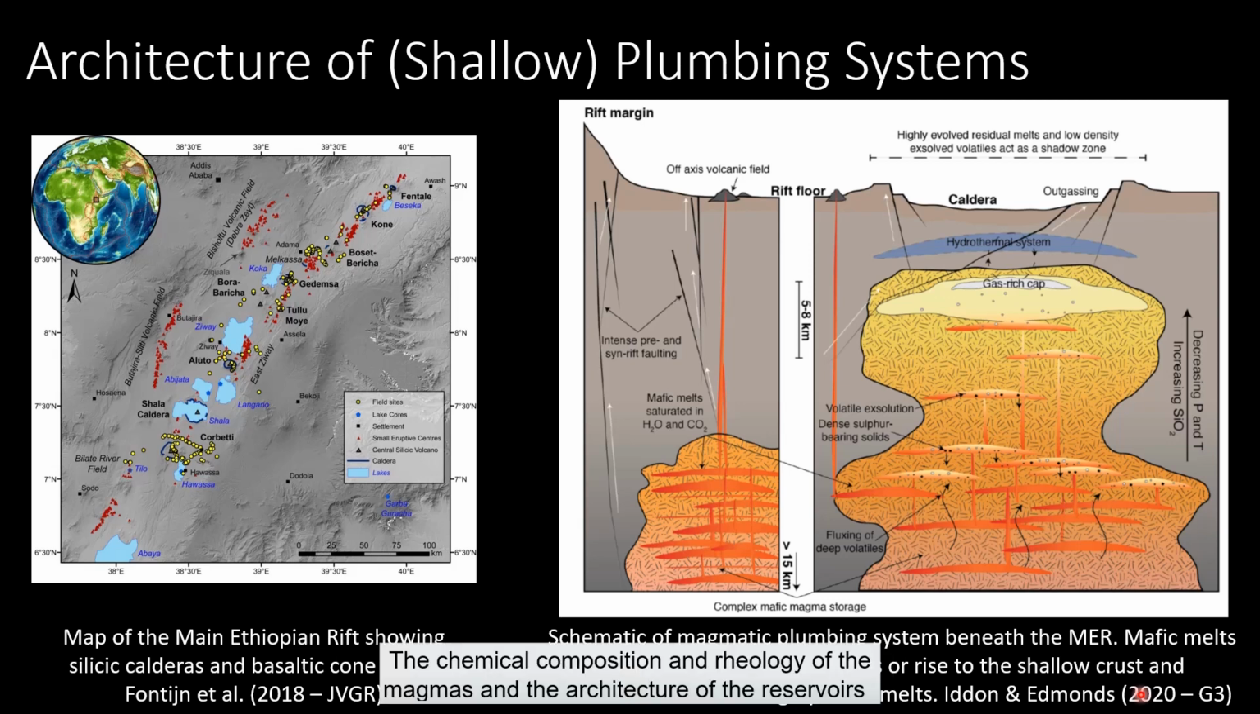The chemical composition and rheology of the magmas and the architecture of the reservoirs are of course also important to understand and to interpret the signals of unrest that are detected at many rift volcanoes. In the interest of time, I won't go into that here, but we also have Fabien Albino later in the session who will tell us more about it.